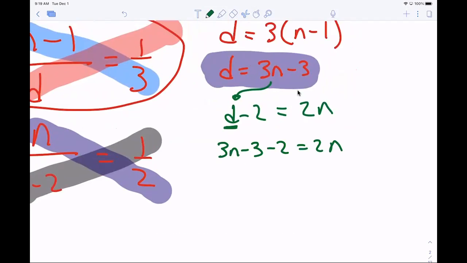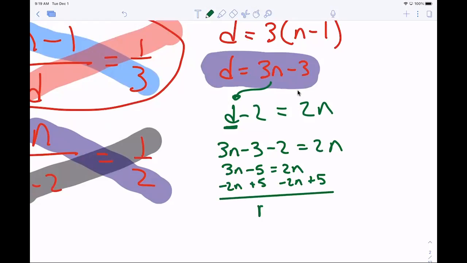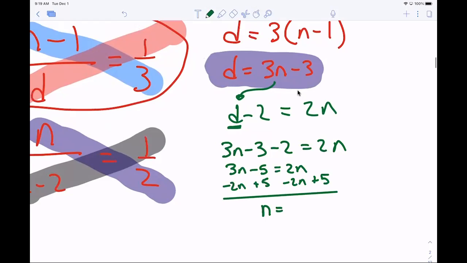Anybody have any issues with that? What, William? 3n minus 5 equals 2n. So now I'm going to subtract 2n. I'm going to add 5. Now, if you can do that in your head, that's what I want. So n was what? 5, which means the numerator was 5. That's what the numerator was.